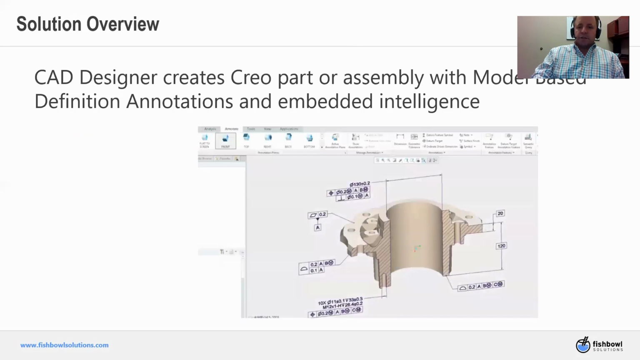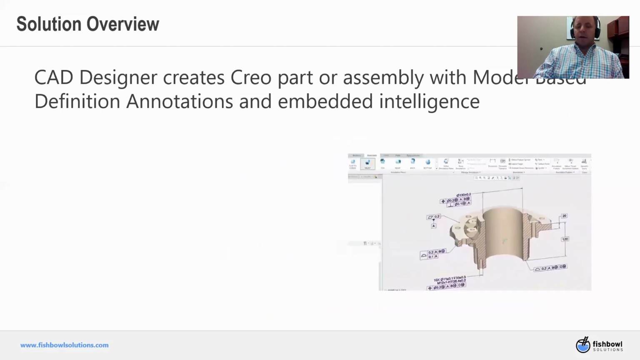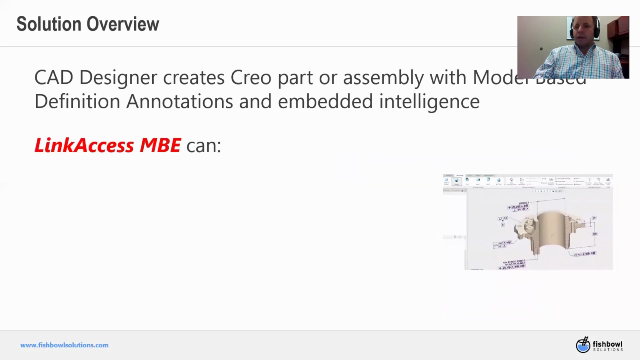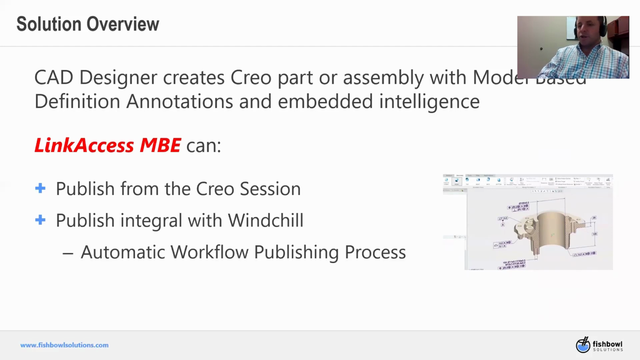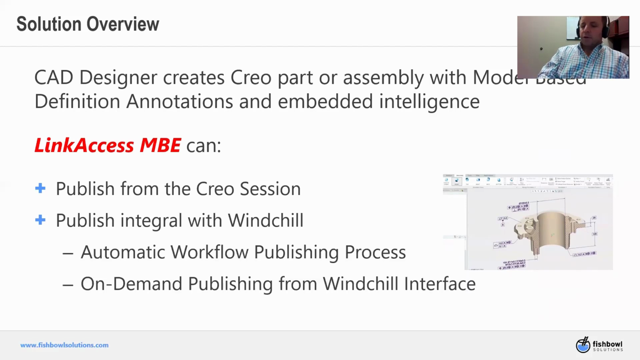And just a little bit about it, right? So we have a designer, the designer needs to design the model, put all the intelligence and annotations on it, and from there, with our plugin, they can easily push a button right from Creo and create a nice 3D PDF. Or we tie in and we're integral with the Windchill publishing engine and being able to do on-demand publishing from the Windchill publishing engine.